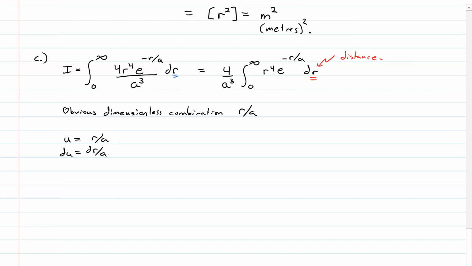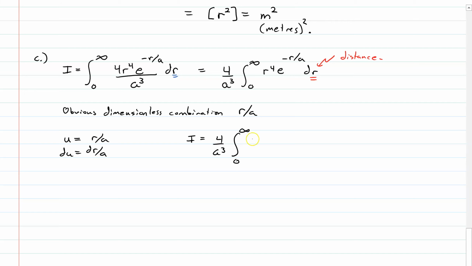And let's substitute in, do the u substitution. So I is going to be equal to 4 over a cubed. Now I got to change the limits. Whenever I make a u substitution in a definite integral, I have to be careful about the limits. In this case, when r is 0, u is 0. So the lower limit is 0. And when r is infinity, u is infinity. So the limits actually stay the same in this case, but that's not always true. You have to be careful about what the limits are going to be when I change to my new variable.